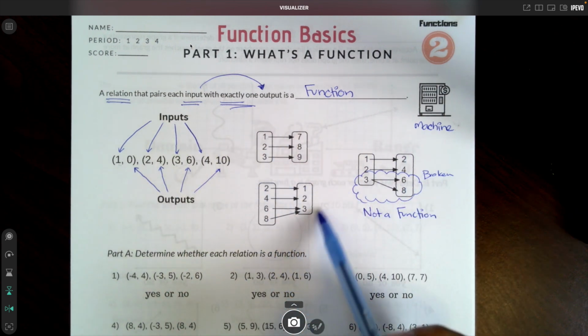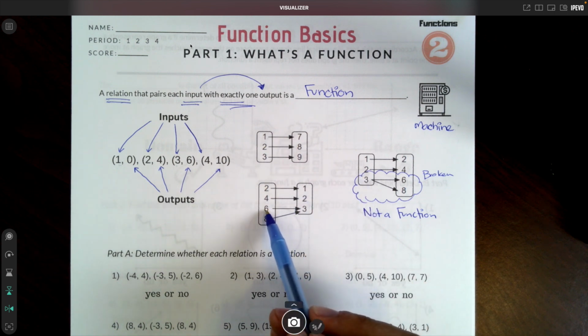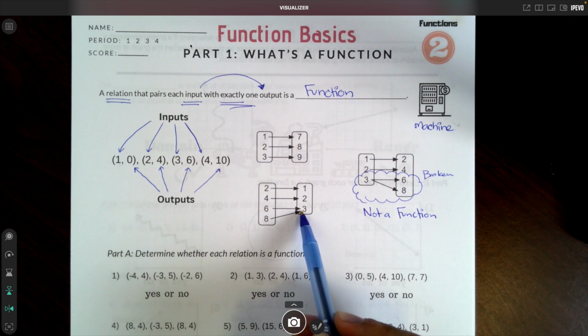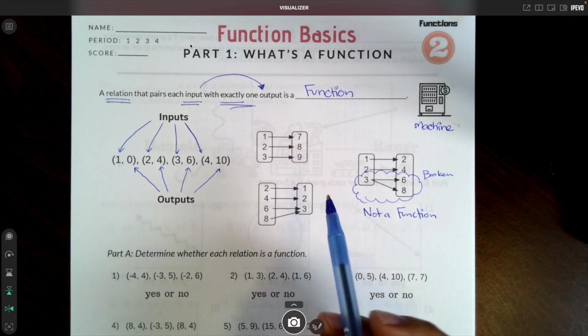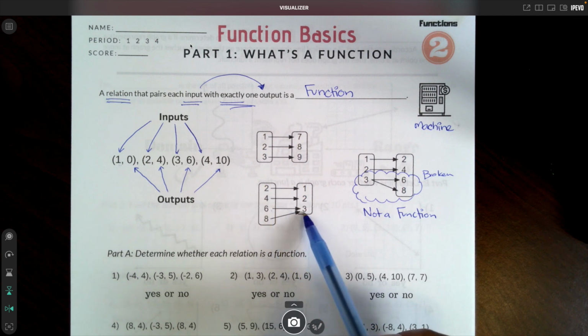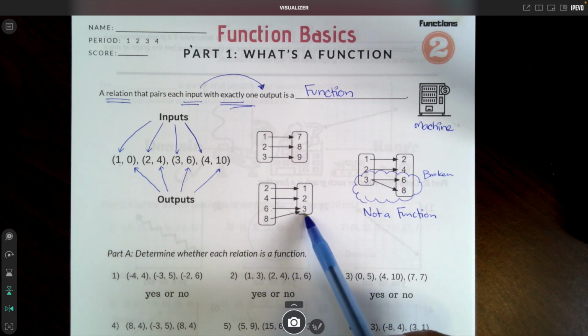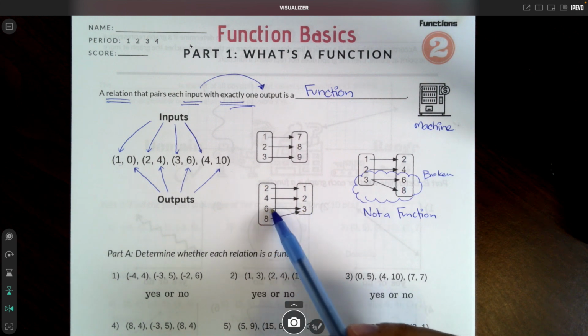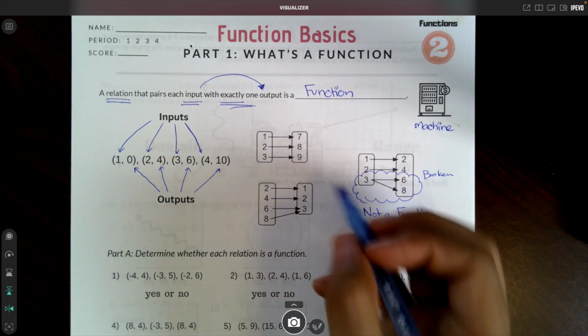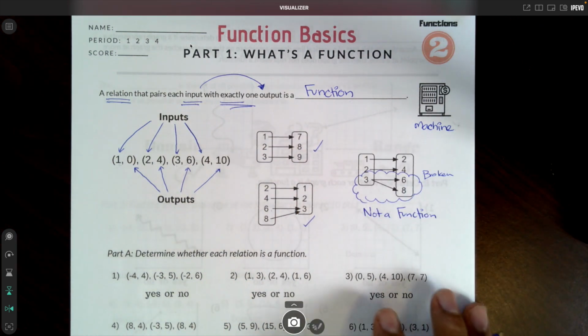Now, what about this example? Again, these are the inputs. These are the outputs. A 6 goes to a 3, and then an 8 goes to a 3. Is that a function? That's something you have to ask yourself. Well, in terms of math, this 6 has one output, 3. This 8 has one output, 3. It's the same output, but that's okay. What's not okay is when one number has 2 different outputs. So technically, this is a function and this is a function. So these are good.